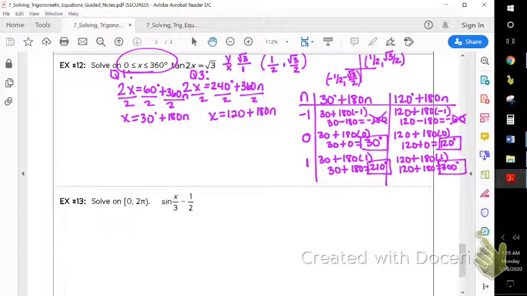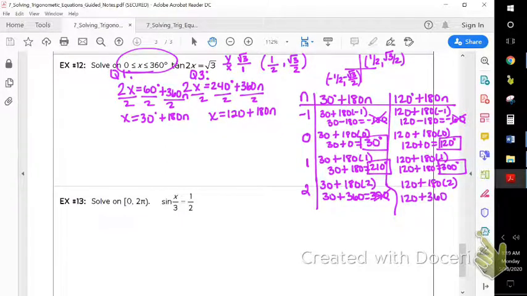And we're going to keep plugging in n values until we get numbers that are too big. So I'm going to plug in now n is 2. And so I get 30 plus 360, which is 390, which is not between 0 and 360, so it's too big. So I know in that column that 30 and 210 degrees are my only two solutions from that column. Now, in the other column, we're going to continue. So I got 120 plus 180 times 2. So 120 plus 360, and that's what, 480? Which is not between 0 and 360, so it's out.